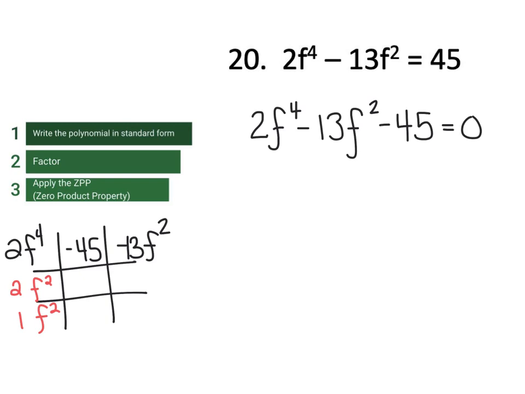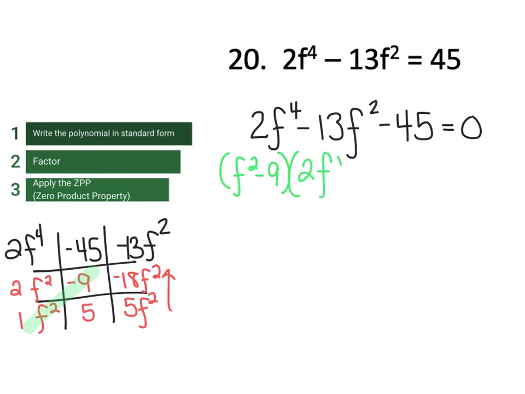Factors of negative 45 would be 9 and 5. I'm going to try negative 9 and positive 5, as that would multiply these two to give me negative 45. Now I multiply horizontally, would be negative 18 f squared and 5f squared, and I got it. That sums to negative 13 f squared. Okay, so my factors are on the diagonal. One of them is f squared minus 9. My other is 2f squared plus 5 equals 0.